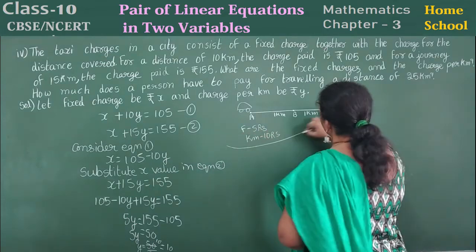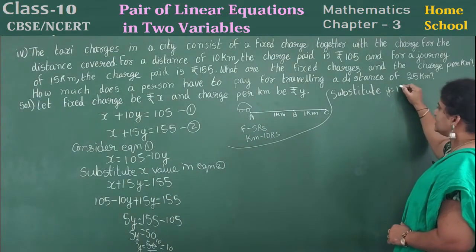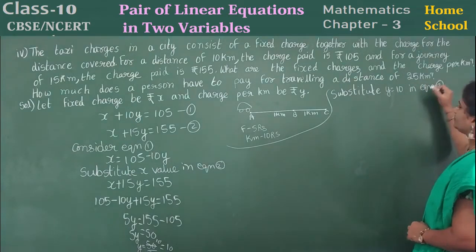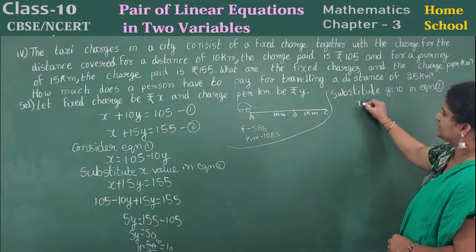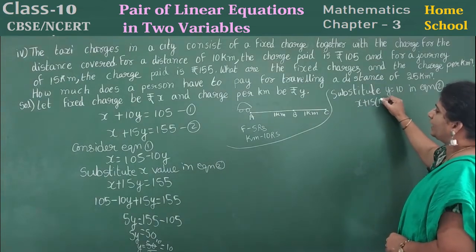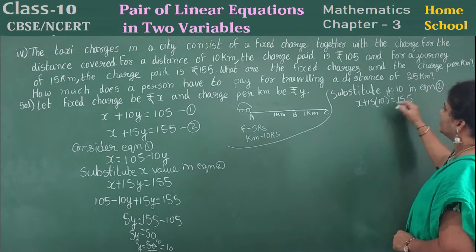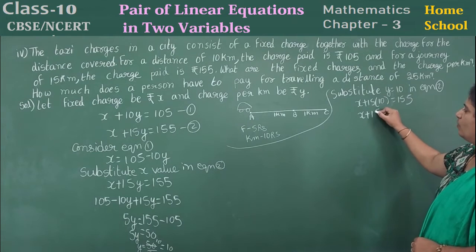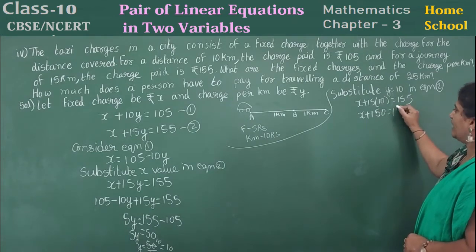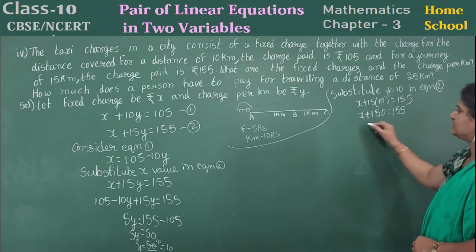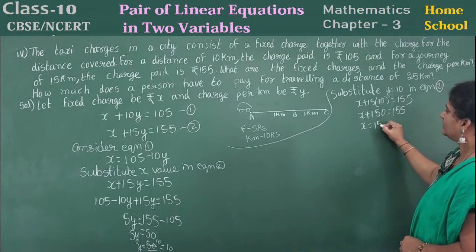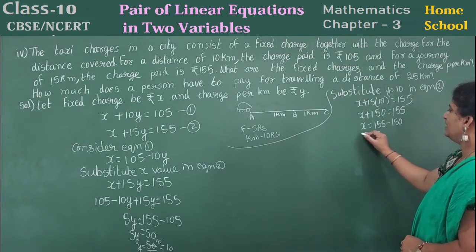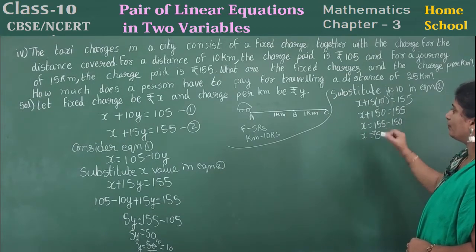Now let me write here. Substitute y is equal to 10 rupees in equation 2. That is, x plus 15 into 10 is equal to 155. See here, in place of y I have written 10. 15 tens are 150. So now 150, send this side. x is equal to 155 minus 150. That will be x is equal to 5 rupees.